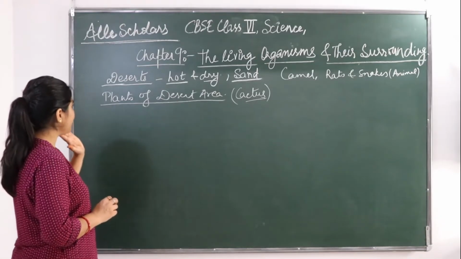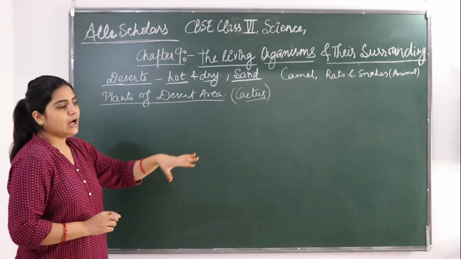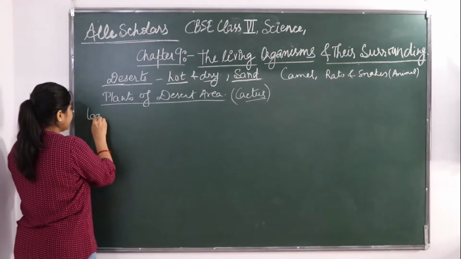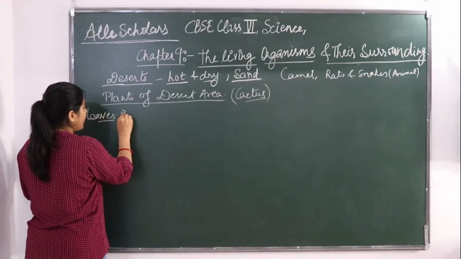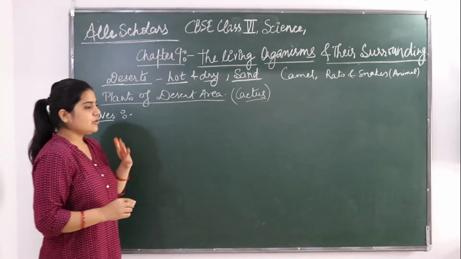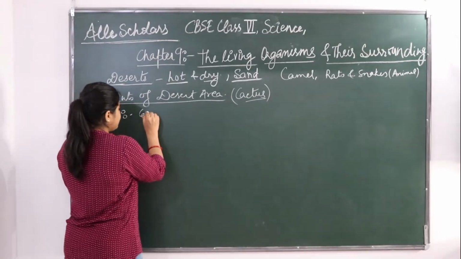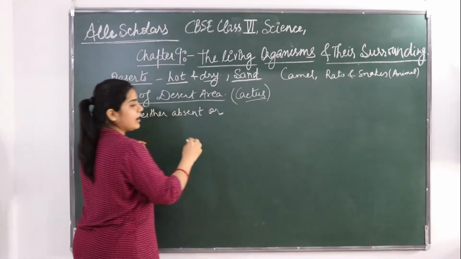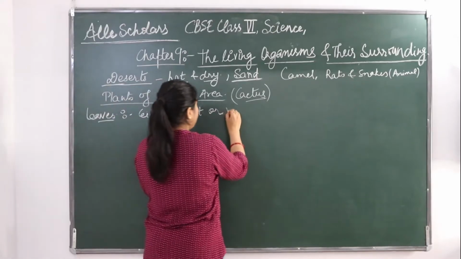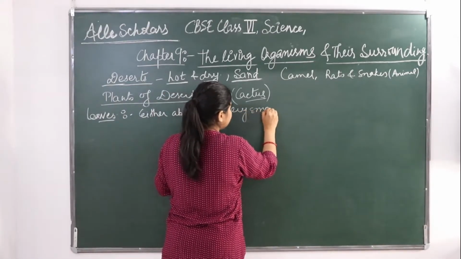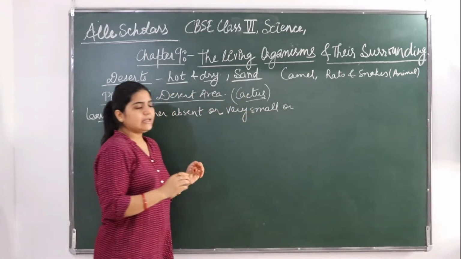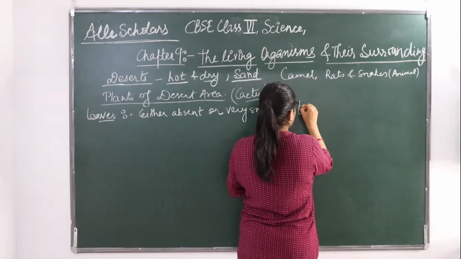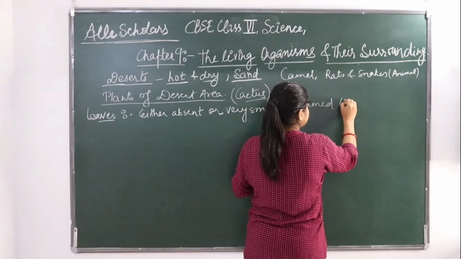Okay, so these are some of the features of the plants of a desert area which make them able to live in the desert. First we will see the leaves. The leaves of the plants of desert area are of which type? They are either absent, and if present, then very small. Or they may form like spines.